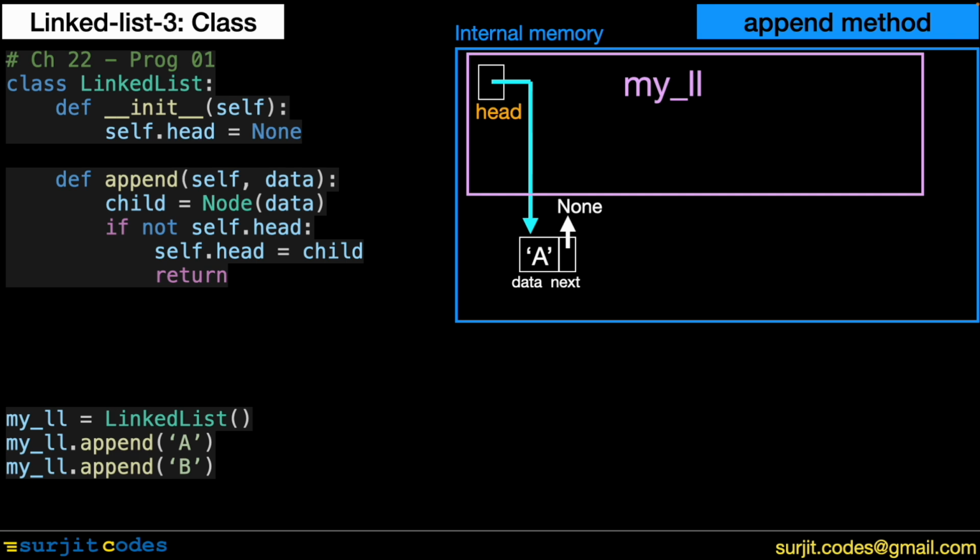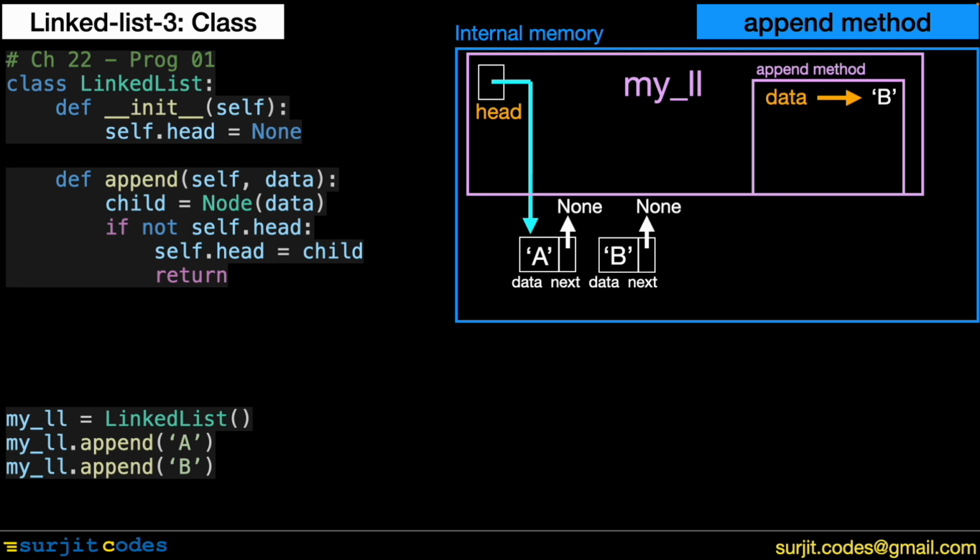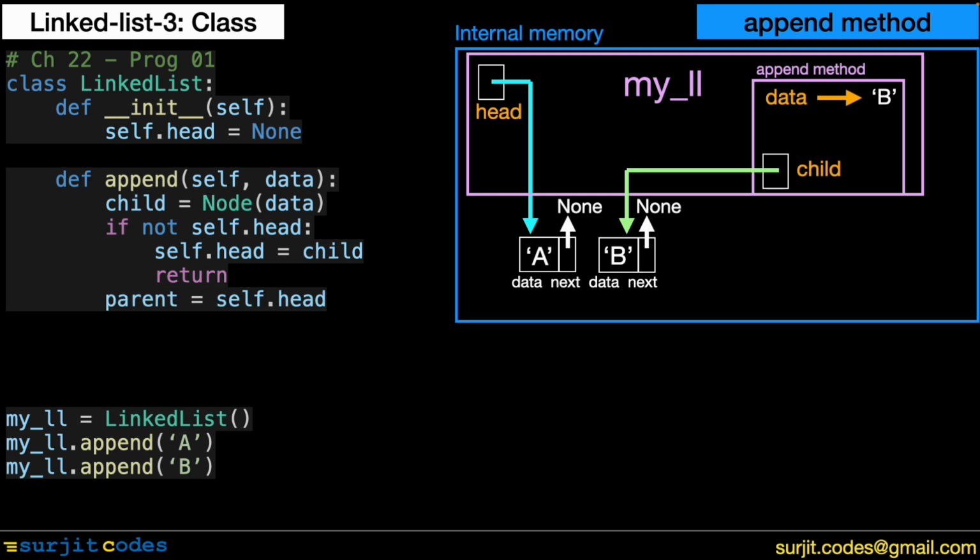Let us now append one more node to the list. Once again, we call the append method with b as its parameter this time. It creates a new node object, saves b in its data attribute and saves its reference in child. For all the nodes after the first node, head is not None. So we proceed to find the last node of the existing linked list, which will act as the parent of the child node.